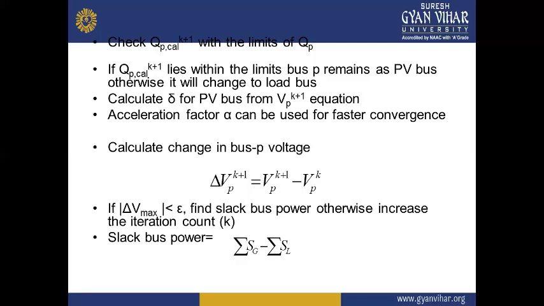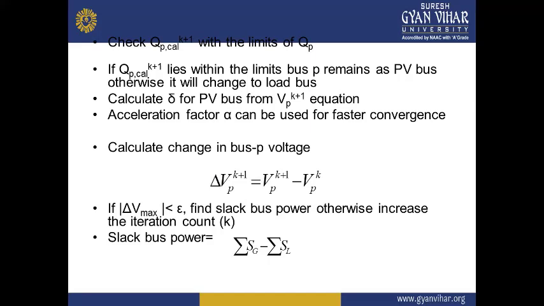That is, for an example, if the calculated reactive power crosses the lower limit, if it is below the lower limit of the reactive power, then we will set the calculated reactive power equal to the lower limit. Otherwise, if it is above the maximum limit, we set the reactive power to the maximum limit. So if Qp calculated lies within the limit, bus P remains as PV bus. Otherwise, it will change to load bus.